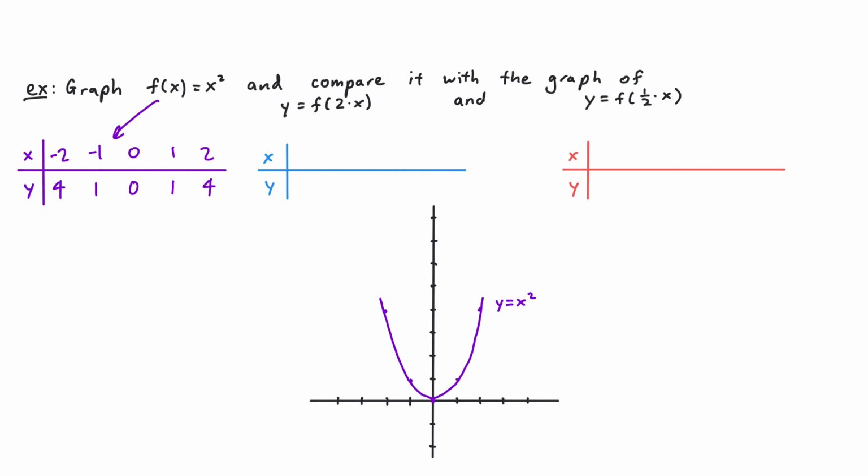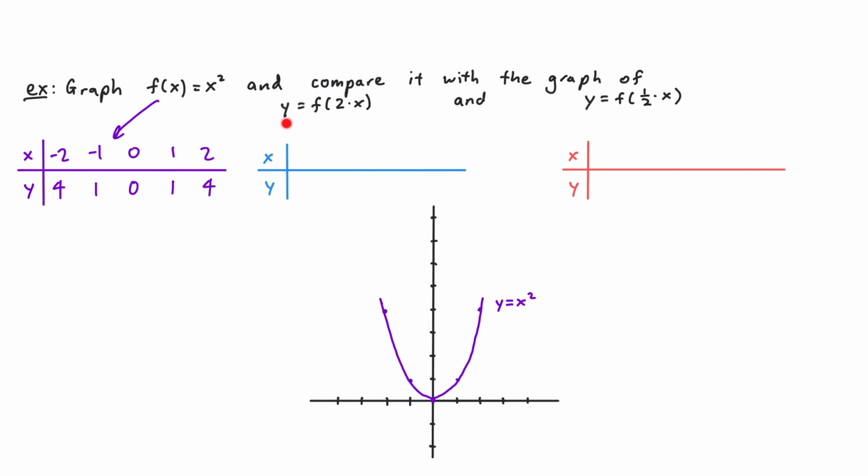So in this example, what we want to do is work with the x squared function like we've been doing, but then we want to compare it to the graphs of y equals f of 2 times x and y equals f of 1/2 times x. So again, the multiplication by 2 and the multiplication by 1/2 is done in the input. And since these operations are done to the input, we should expect that this will affect our x values.